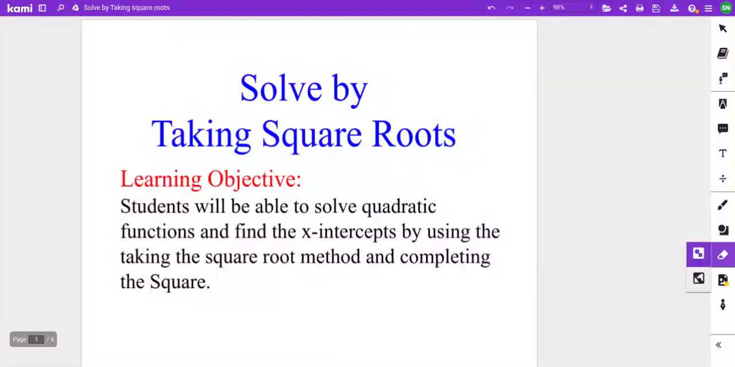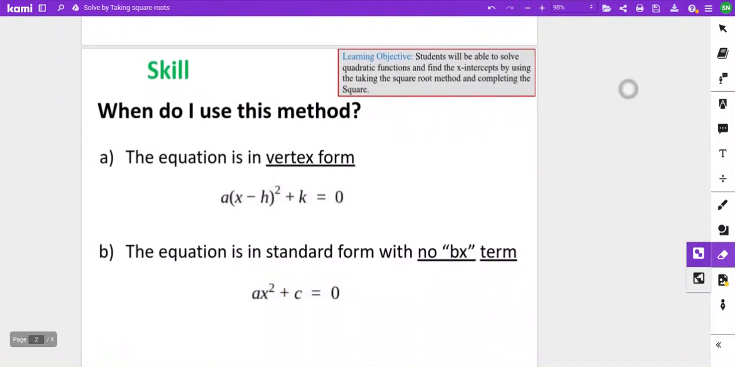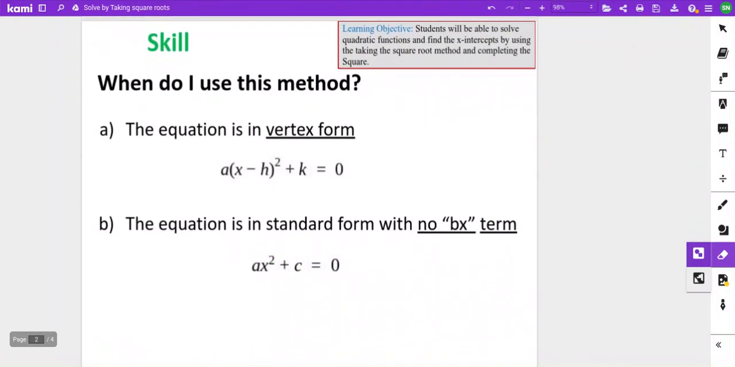Hello, in this video you will solve quadratic functions and find the x-intercepts by taking the square roots. When do you use this method? There are two instances when you use this method.